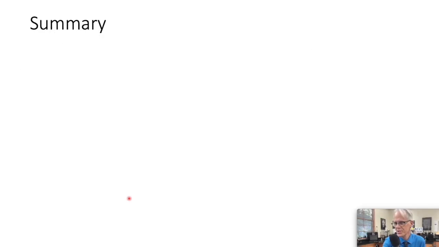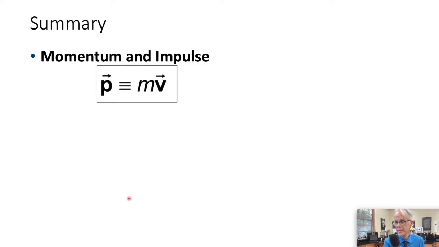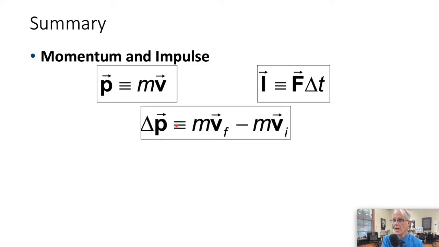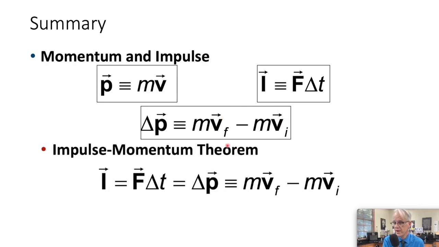All right, let's take a look at what we know now. First, a review of momentum and impulse. Our momentum is mass times velocity. Our impulse is force times time. They are both vector quantities. Our change in momentum is mass times the final velocity minus mass times the initial velocity. Again, only the velocity is changing. And finally, our impulse momentum theorem.